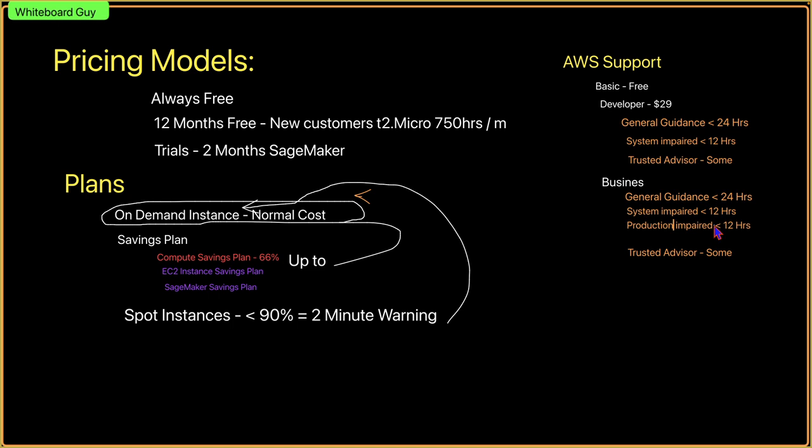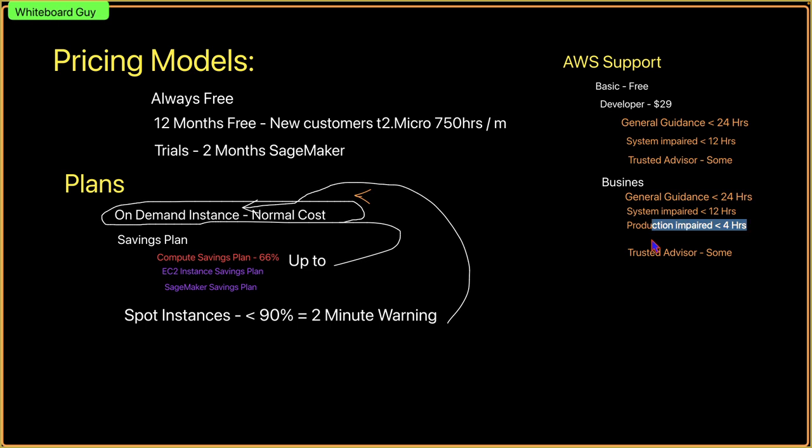production is impaired on a business plan, AWS will say, hey, we will come to your rescue in under 4 hours. When I say rescue, it just means that their support people will be busy with you in that under 4 hours. So they'll be able to attend to that for you. So that is on production system impairment.